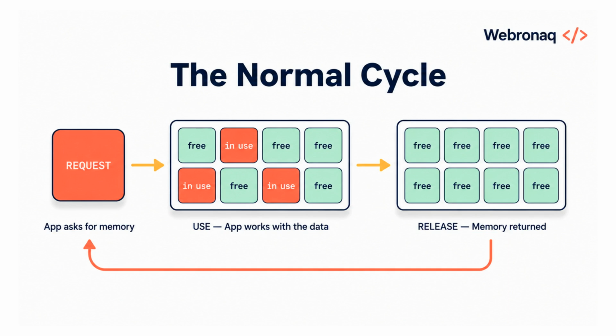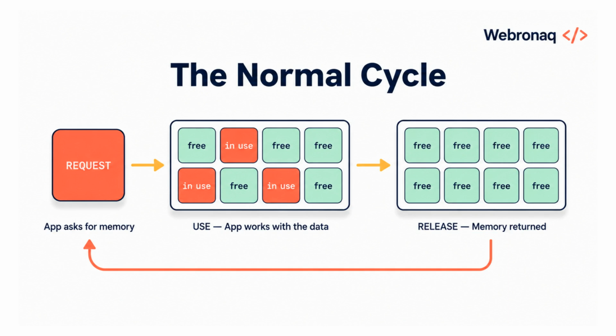Now let me show you how memory is supposed to work. Every app follows a simple three-step cycle. Step 1. Request. The app tells the operating system, hey, I need some memory to hold this image. Step 2. Use. The app does its job with that memory, shows the image, edits it, plays the video, whatever. Step 3. Release. Once the app is done, it tells the system, I don't need this anymore, take it back. That's the healthy cycle. Request, use, release. As long as this loop keeps closing properly, your app stays fast, and your RAM stays free.